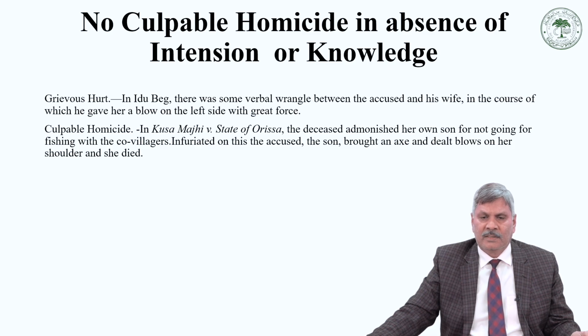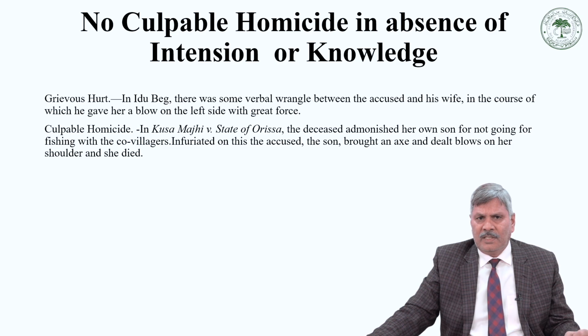And this fact does not appear to be known to A, who hits B on his chest. Therefore, A would be guilty of causing grievous hurt under section 325 of the Indian Penal Code, that is section 117 subsection 2 of Bharatiya Nyaya Samhita, and not for culpable homicide.